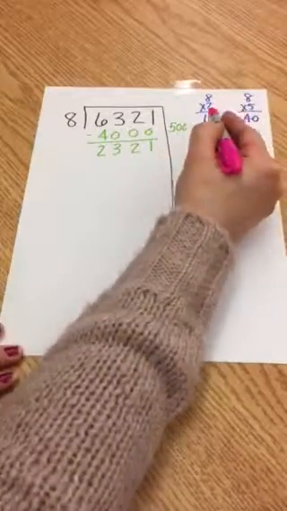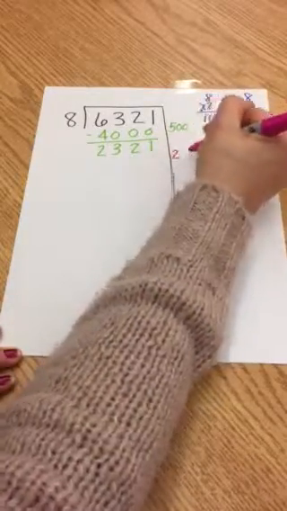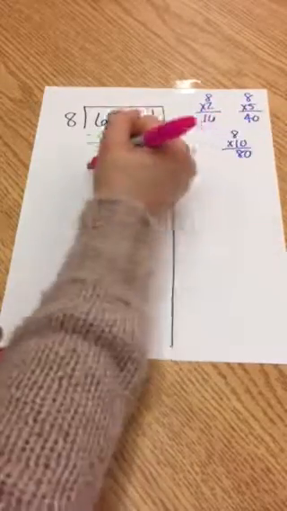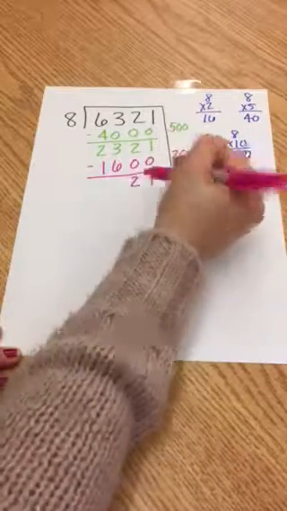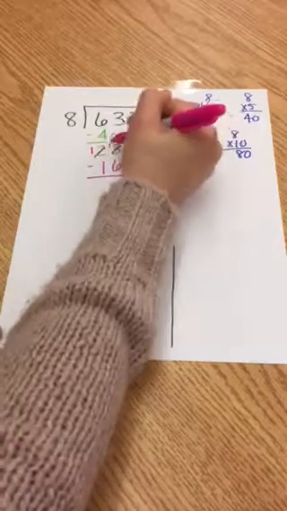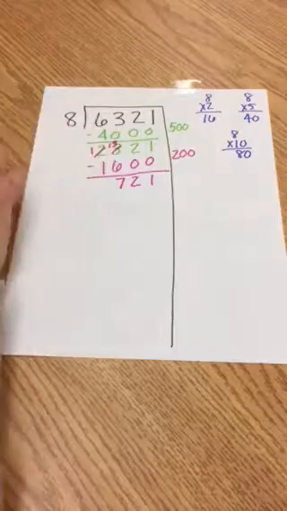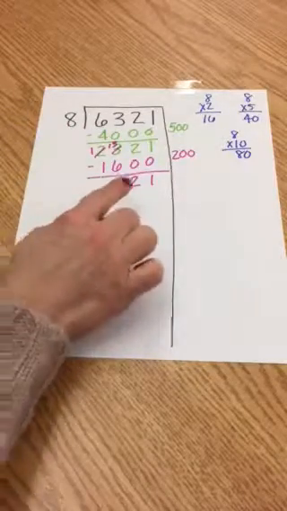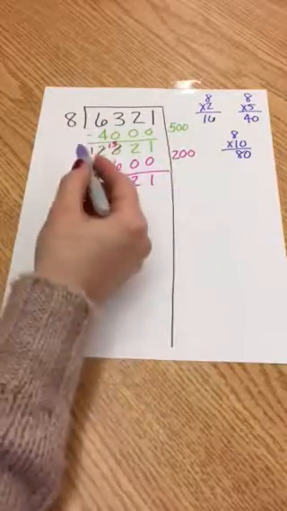I'm going to go to 200 because that gives me 1,600. So I'll use 200. 1,600. I subtract like normal. 1, 2, 0 is 2. I need to borrow here, so I'll cross off. Borrow, this gives me 13. 13 minus 6 is 7. So now I'm looking at this number, which is 721. How many times does 721 go into 8?